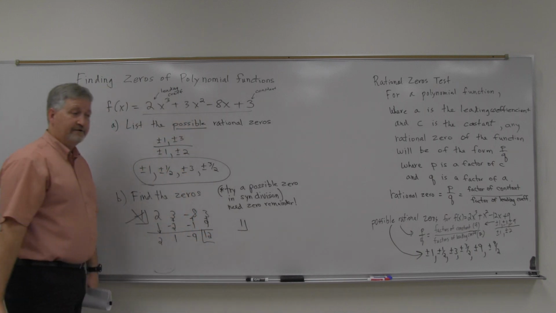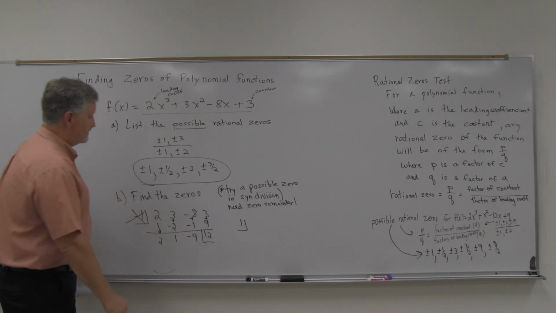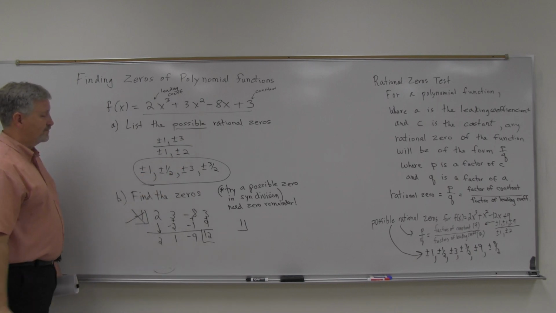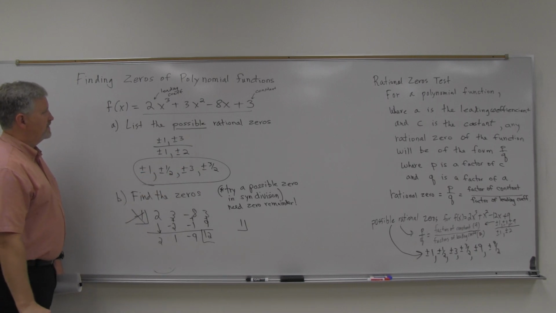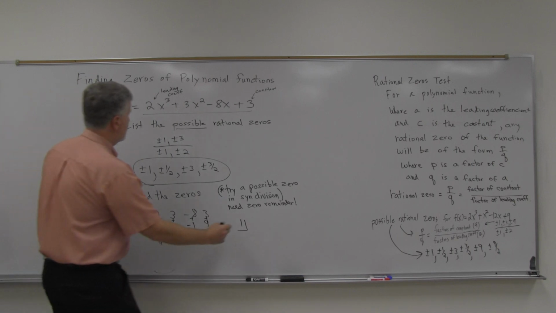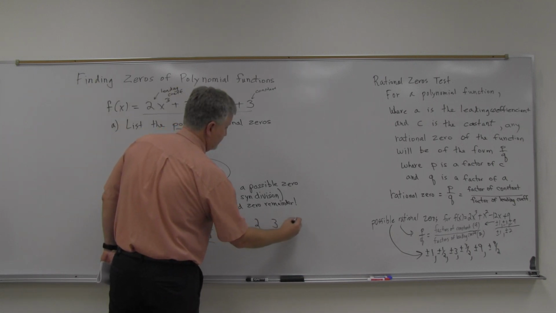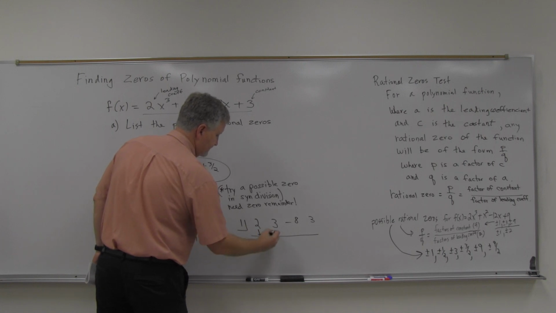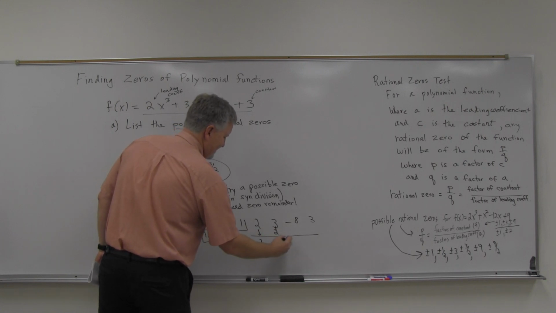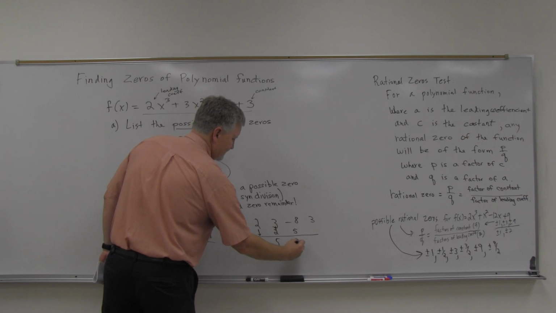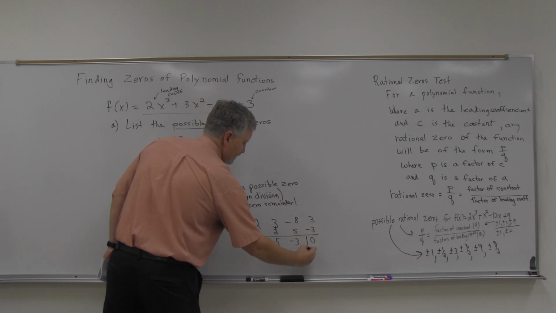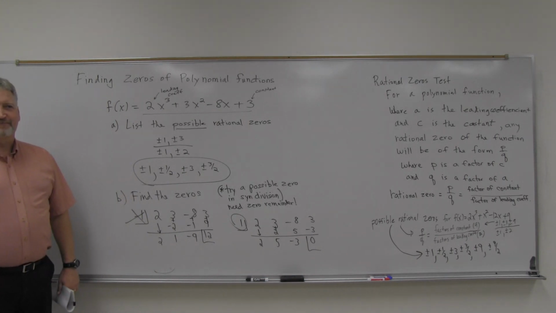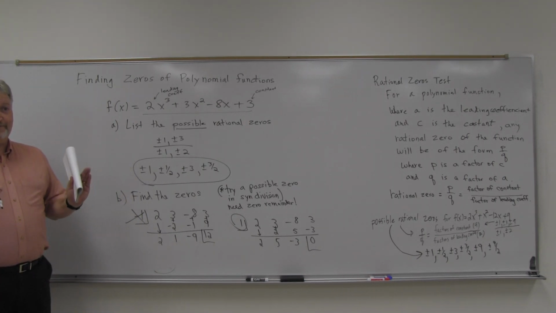Well, let's try the next one. Let's try +1. So do the same thing out of this list. Start wherever you want, but let's do +1. Does that one work? 2, 3, -8, 3. Is that one going to work? Yes, I was thinking it should, so good. Zero remainder, yes.